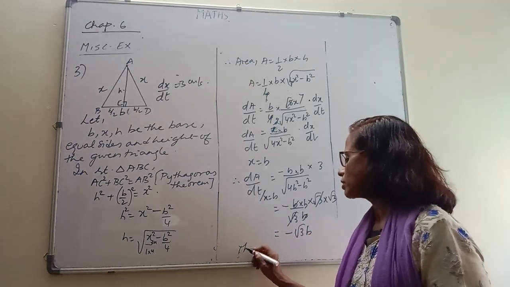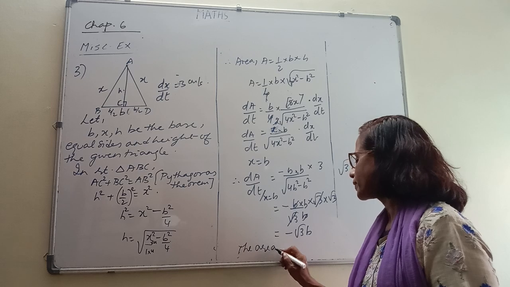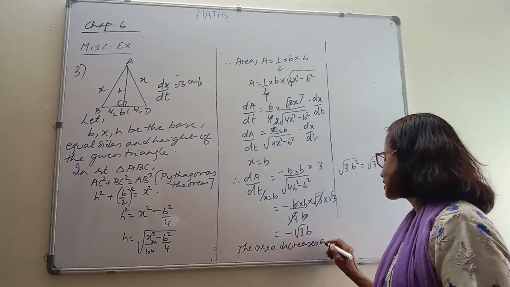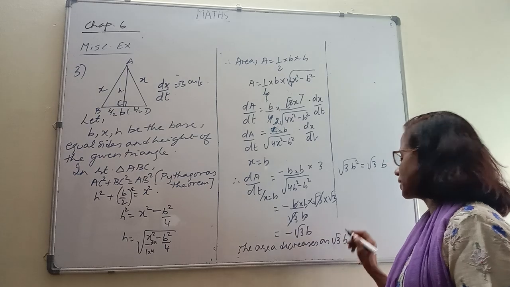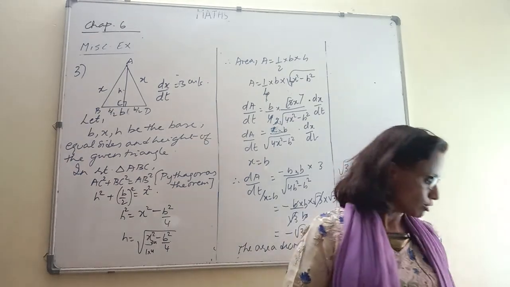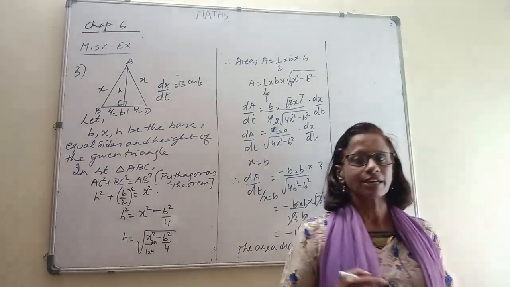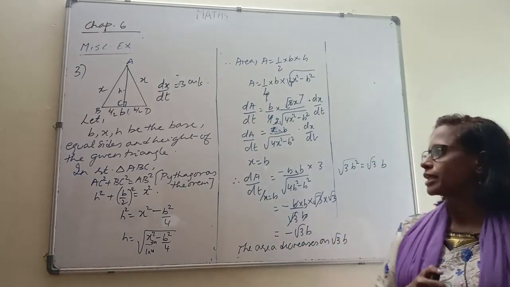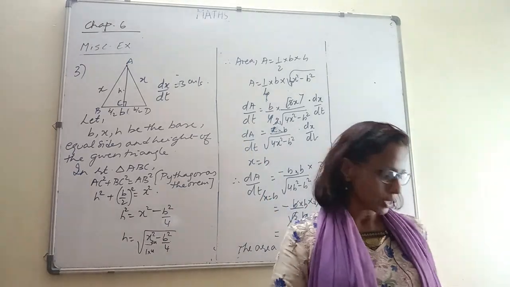So the area decreases as root 3 b. That's it. That's all for this question where they have asked us to find a rate measure question. So that's how we go about it and find the area by whatever is given to us.